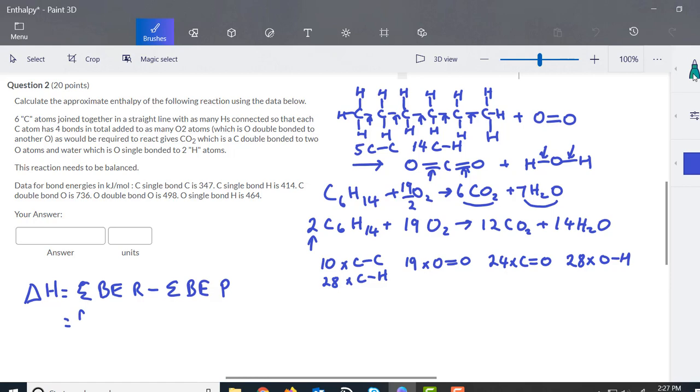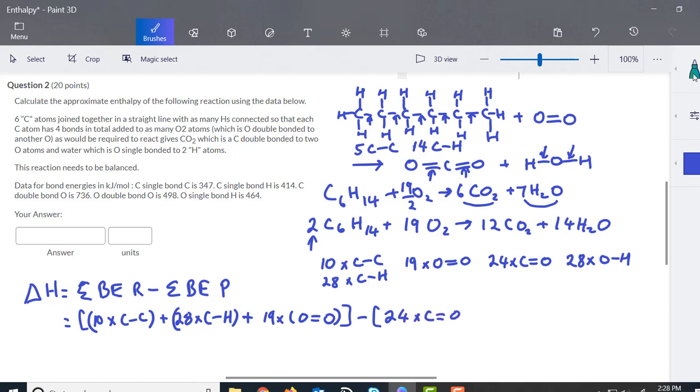So it would be 10 times C single bond C plus 28 times CH plus 19 times O double bond O. I'll put that in square brackets, and then I will subtract 24 times C double bond O, and 28 times O single bond H.